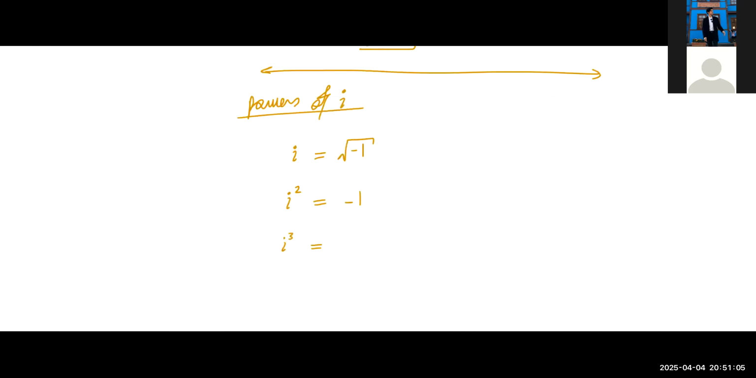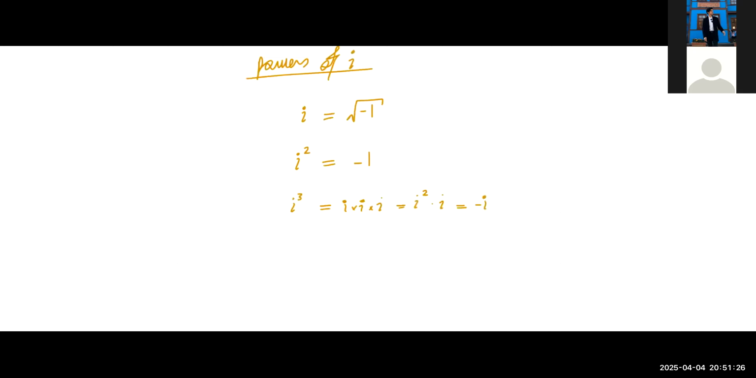-1 squared. So minus 1. i cube means i times i times i, right? In other words, i square times i. And i square we know is minus 1. So -1 times i is exactly minus i basically. So i cube is just minus i. What is i to the power of 4 now?